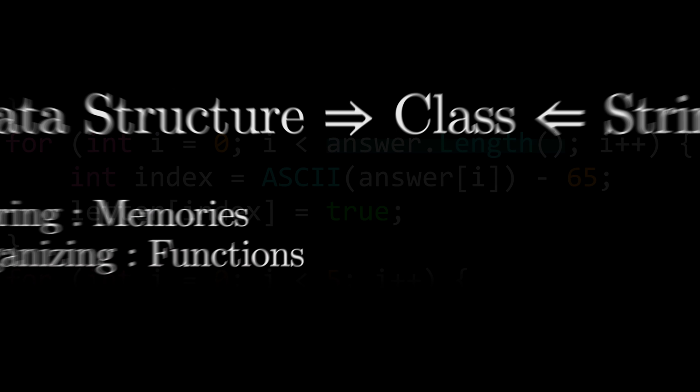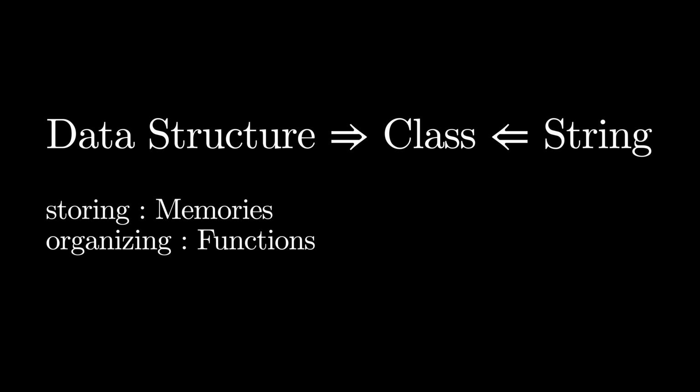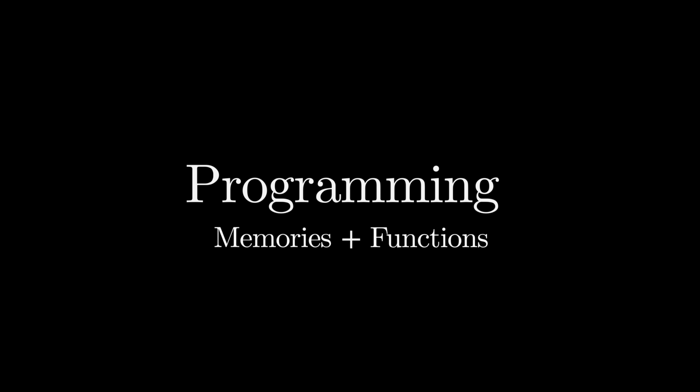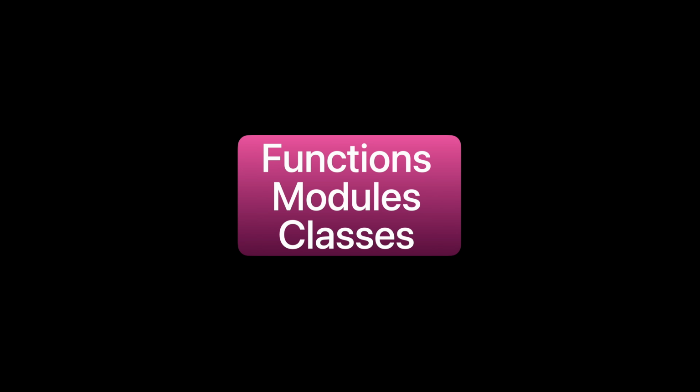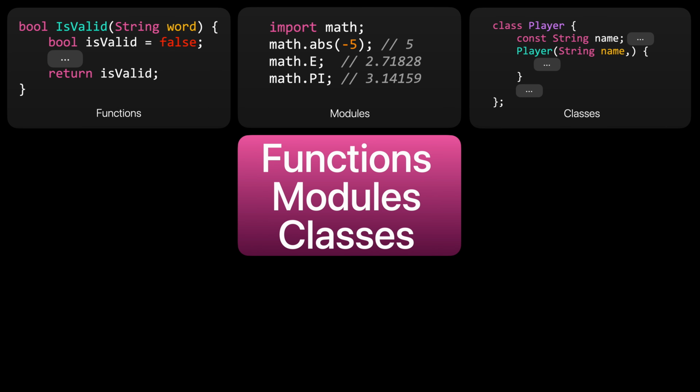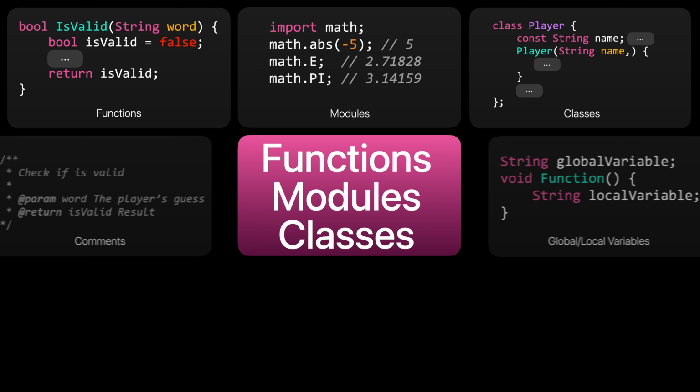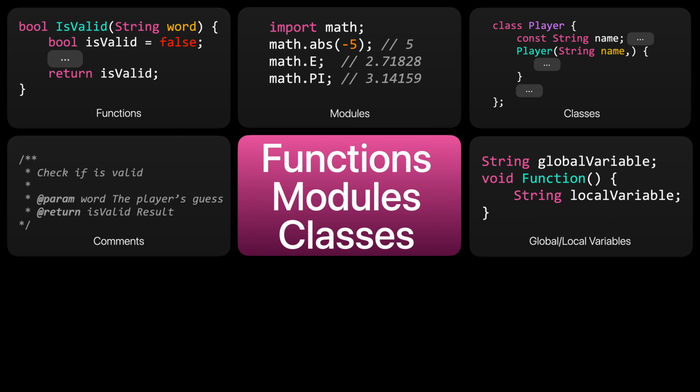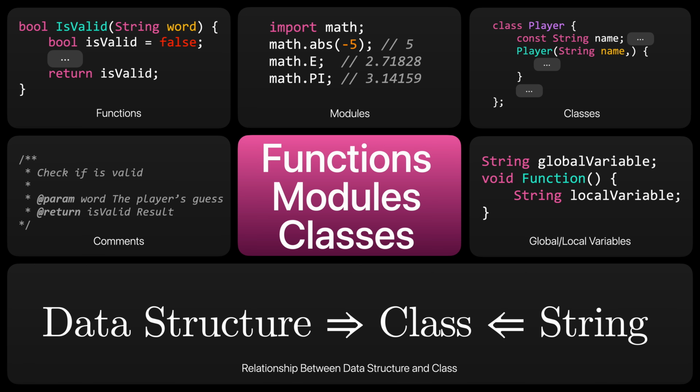So learn the concept of class. Let us find the true appearance of programming, the combination of functions and memories. Functions, modules, and classes organize code for reuse and clarity. Smaller tips like comments and global and local variables help us understand code better. Last but not least, the relationship between data structure and class is unbreakable.